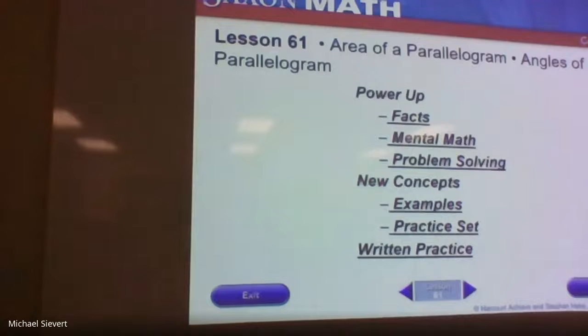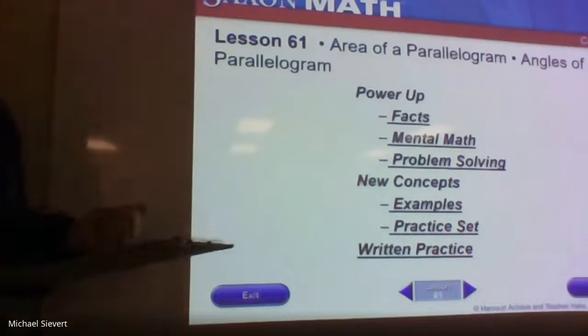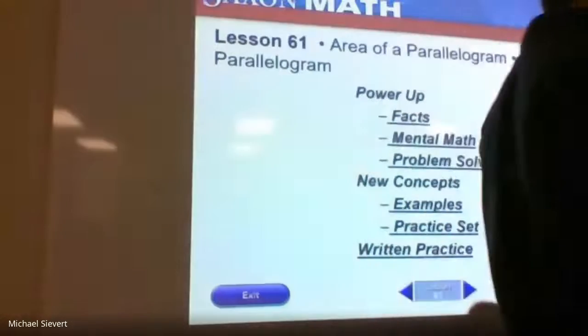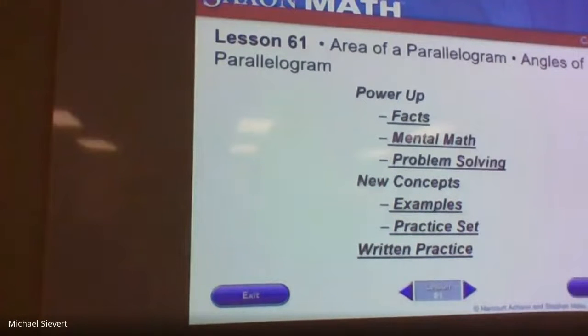All right, today we're talking about lesson 61. So make sure you got a note page open and ready to go with lesson 61 on top. It's called area of a parallelogram. I like saying it that way because there's a lot of L's in it, but it's parallelogram. Everyone say that word. Parallelogram.